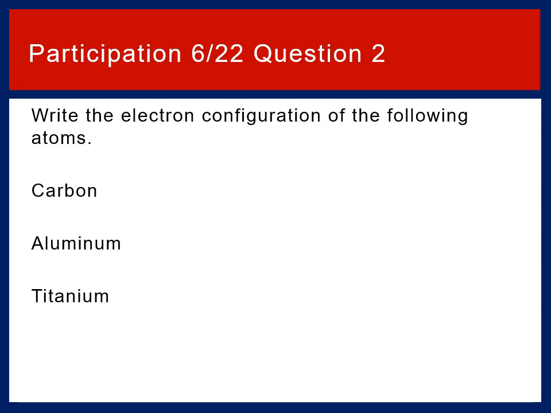Participation 622, question 2. Write the electron configuration of the following atoms: carbon, aluminum, titanium. This is the second question on participation 622, due Monday, June 22nd at 11:59 p.m. over on Blackboard. Link to the assignment is right below the links to these videos. Again, write the electron configuration of the following atoms: carbon, aluminum, and titanium.